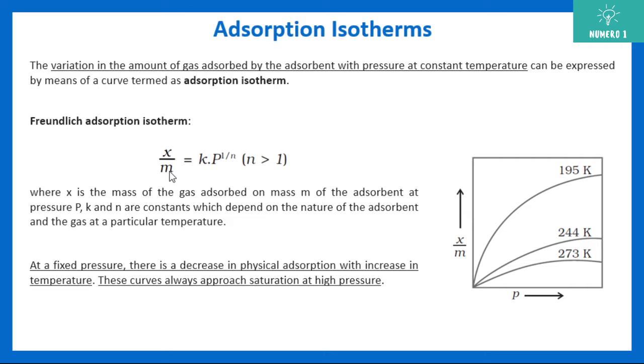So x by m, the relation comes from experimentation. x by m is equal to k times p raised to 1 upon n, where n is always greater than 1. x here is the mass of the gas adsorbed on mass m, so m is the mass of the solid adsorbent, at pressure P. K and n are constants which depend on the nature of the adsorbent and the gas at a particular temperature. So these are three different adsorption isotherms.